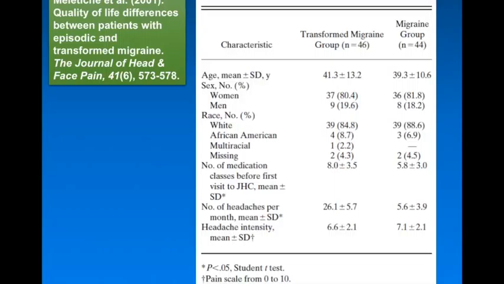Something else to notice is that the student t-test, that's a really old school term for an independent t-test. So if you see that, that's what they're referring to. We know that they used an independent t-test, even if it didn't say it there, because you cannot be in both the transform migraine group and the regular migraine group. So they're independent categories. So the ones that were significant were the number of medications before the first visit, the number of headaches per month, and the headache intensity.